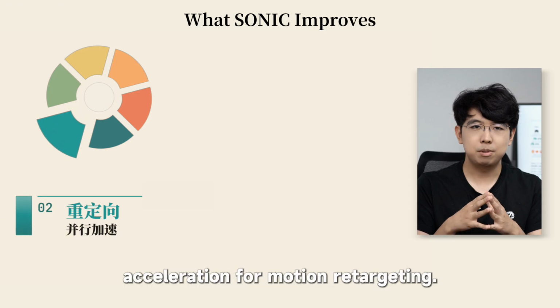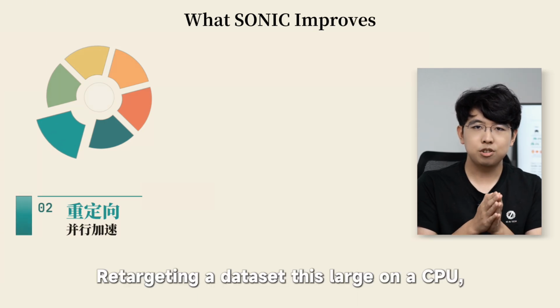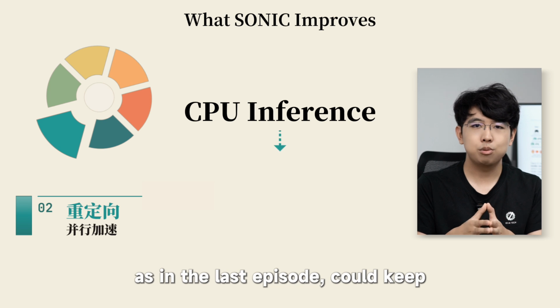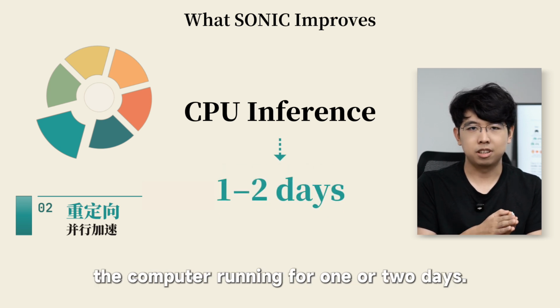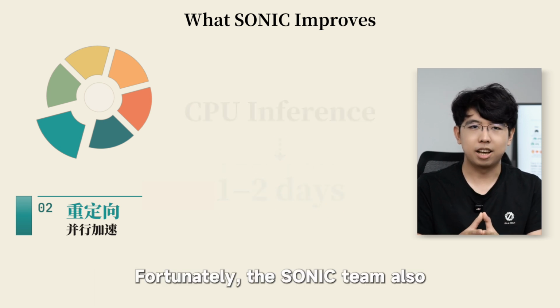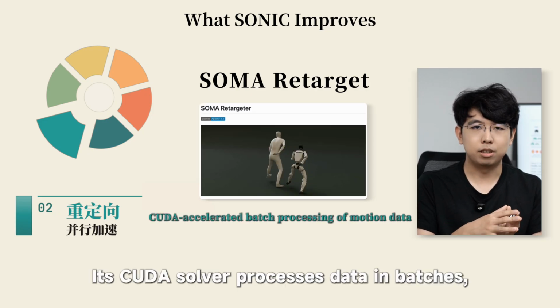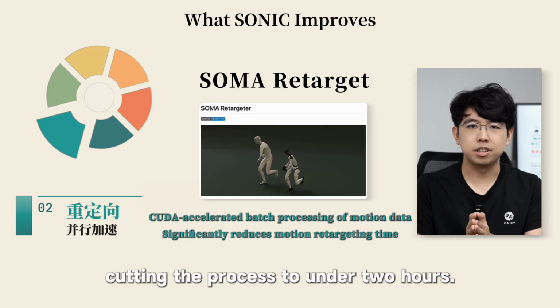Next comes parallel acceleration for motion retargeting. Retargeting a dataset this large on the CPU, as in the last episode, could keep the computer running for 1 or 2 days. Fortunately, the team also open sourced the SOMA retarget tool. Its CUDA solver processes data in batches, cutting the process to under 2 hours.